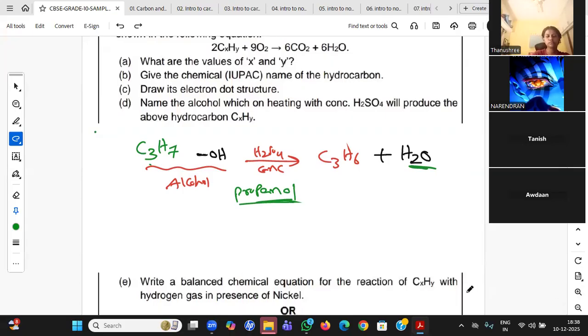Write the balanced chemical reaction for the reaction of CxHy with hydrogen gas in presence of nickel. It is asking CxHy. What did we get? C3H6 we got, with hydrogen gas in presence of nickel. What will you get? First of all, you say what will you get, then you can balance it.